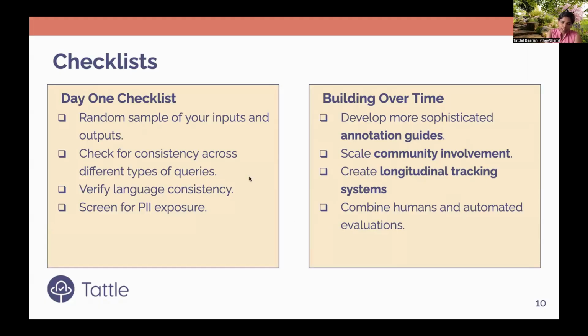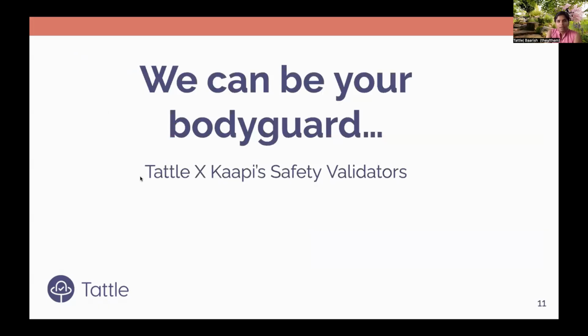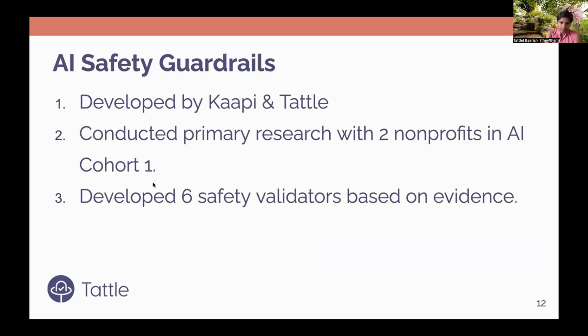And finally, we think that to make this process sustainable, it's going to be necessary to combine both manual and automated evaluations. So based on our research, we developed 6 safety guardrails. These were developed together between Kaapi and Tattle based on primary research with 2 nonprofits.